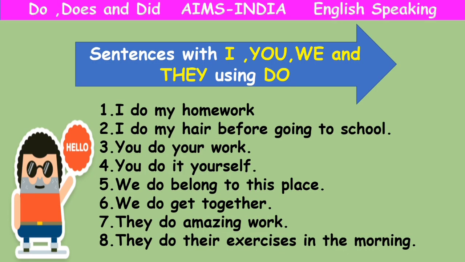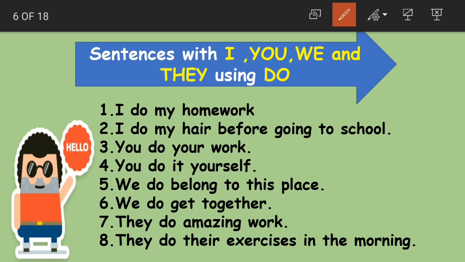Okay. We'll do some more exercises now. So, sentences with I, you, we and they using do. So what we have learnt? When you get these words, then you have to use do. For example, I do my homework. And when do we use this, children? When the sentence is in present tense. So all these are of present tense. So that is why we are using do only here.